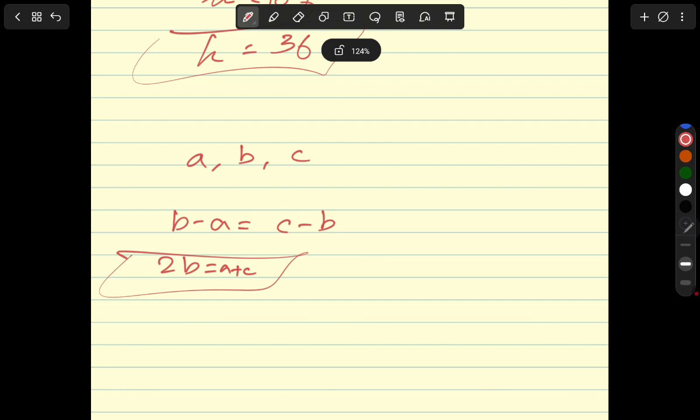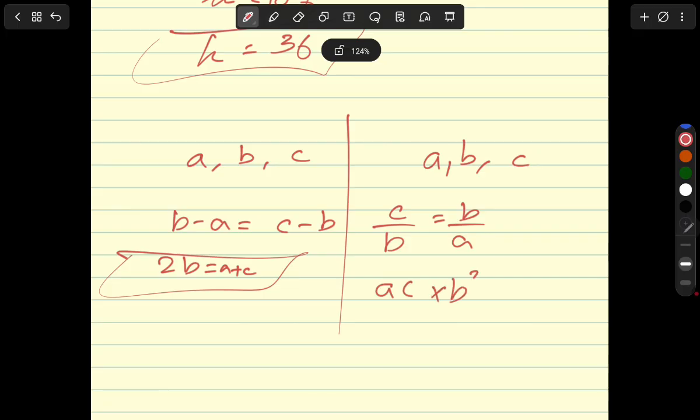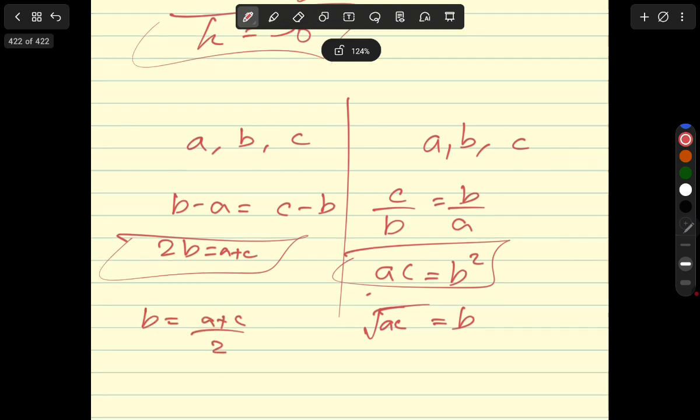As simple as that. Now, this is arithmetic progression. If A, B, C are a geometric progression, then we will say that C upon B is the same as B upon A, or we will say that A times C is equal to B square, right? Now, they appear regularly. Students usually forget them, and you can easily form one equation in terms of A and C by just taking the square root of AC here. So that's going to be the square root of AC is equal to B, and B is equal to A plus C upon 2, and then you can compare both the B's.